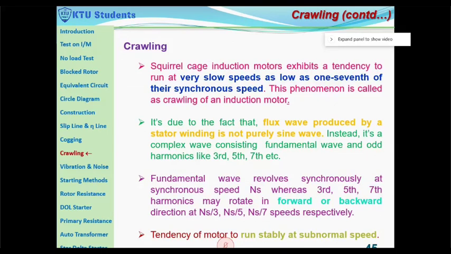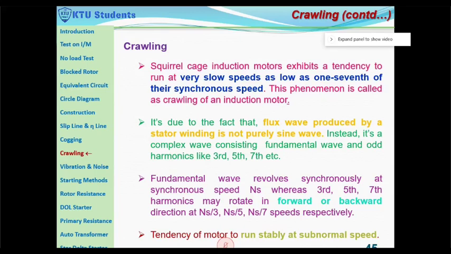This is due to the fact that the flux wave produced by the stator winding is not a purely sine wave. It is a complex wave consisting of the fundamental component and odd harmonics. Normally the even harmonics are absent because of the half wave symmetry. And the odd harmonics like third, fifth and seventh will be there. And the third will normally be absent because it is a balanced circuit.